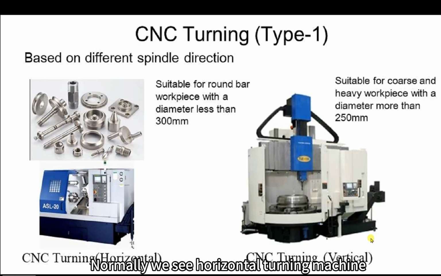Normally, we see the horizontal turning machine. For the bigger workpiece, we use the vertical machine. A horizontal lathe costs about $50,000 US and a vertical lathe costs about $500,000 US. It's about 10 times.